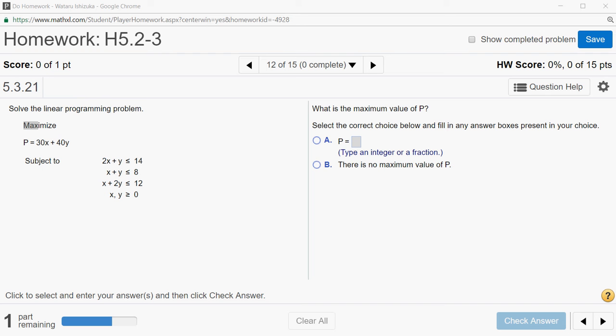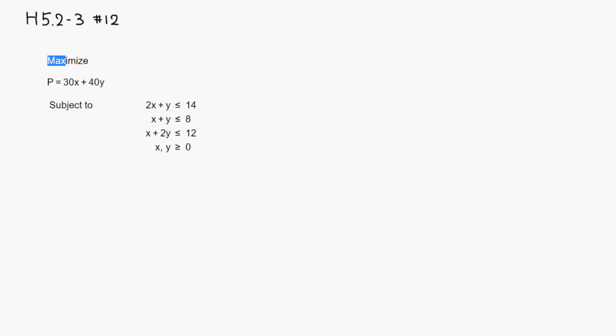So let's do that. I'm going to do it all by hand. If you look at this problem, the first thing we need to do is sketch the feasible region or solution region. So I'm going to draw a y-axis here, and then an x-axis here.